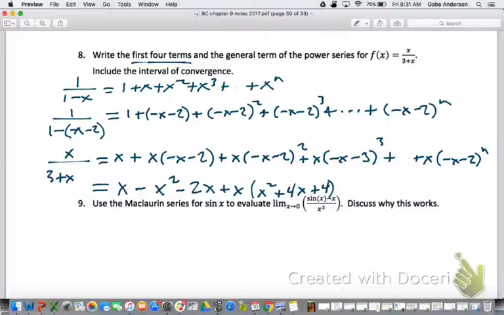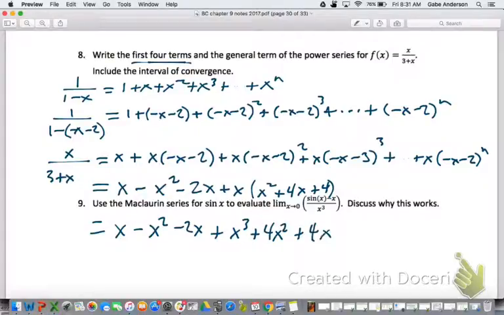Got to still distribute the x. So I'm going to come down here. I'll erase this because I obviously am running out of room. So it'd be x minus x squared minus 2x. Distributing the x, I'd get plus x cubed plus 4x squared plus 4x. Looks like I only have 3 terms right now, huh? If I combine all my like terms, I would have, what do I have, 3x? And then 3x squared.